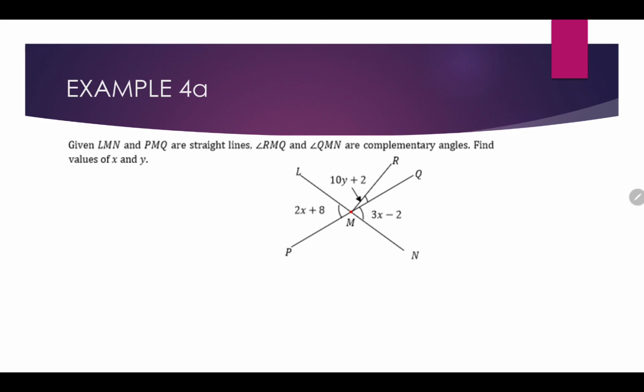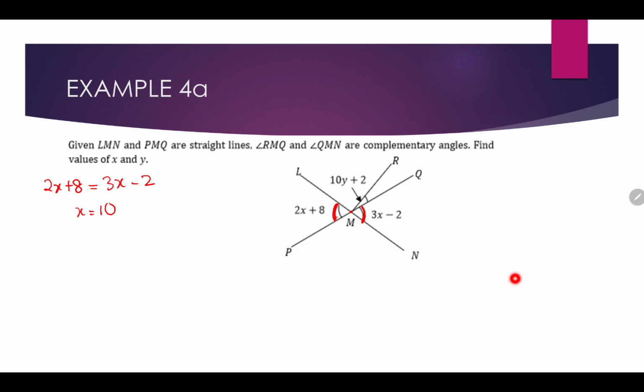Okay, tadi we are told that this line LMN and line PMQ are straight lines that intersect at this point. So we can say that this angle and this angle are vertical angles. Okay, vertical angles, where all vertical angles are congruent. So we can say that 2x plus 8 equals 3x minus 2. So from here we can search for the value of x. So x equals 10.